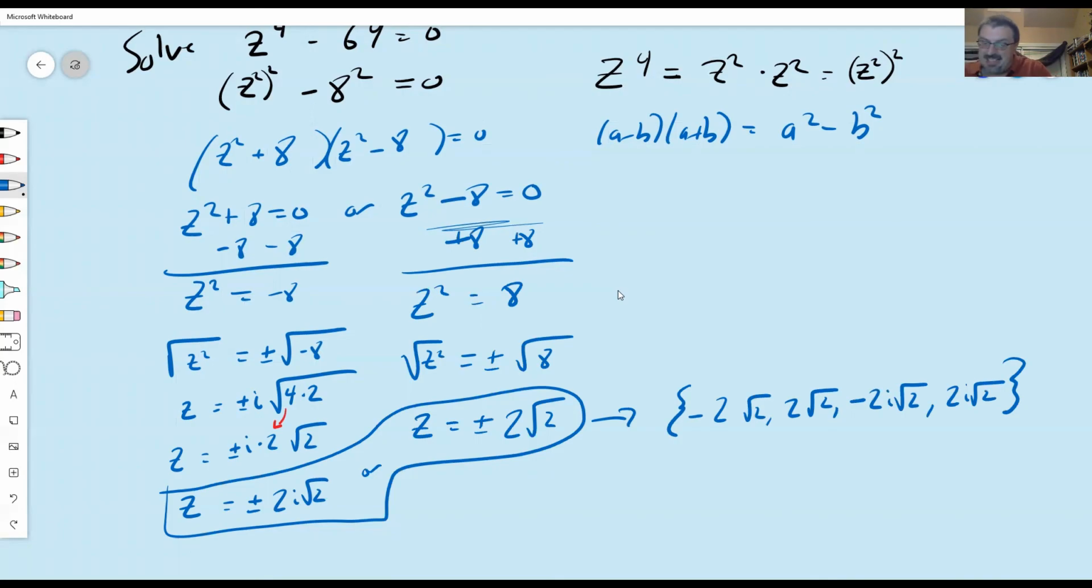So that's the basic idea of dealing with equations that are quadratic in form. Let me know if you got any questions.